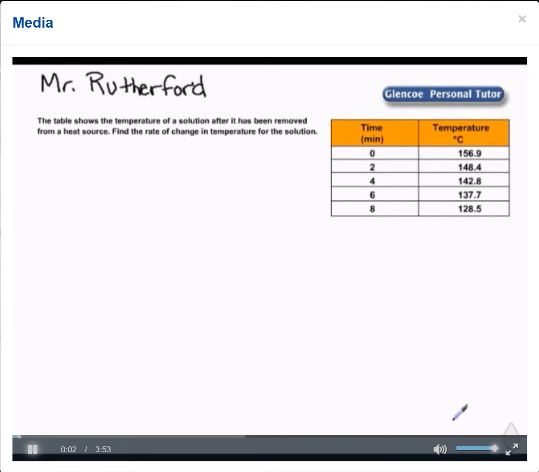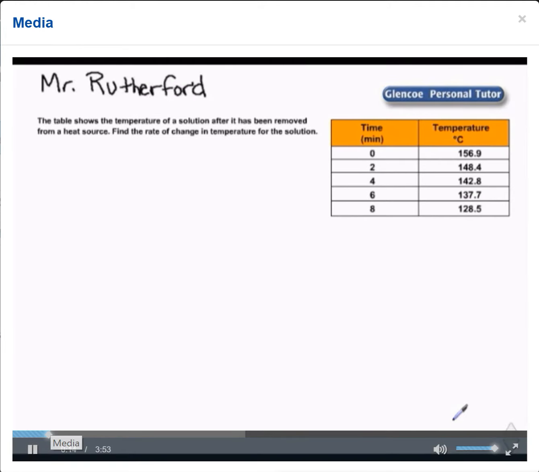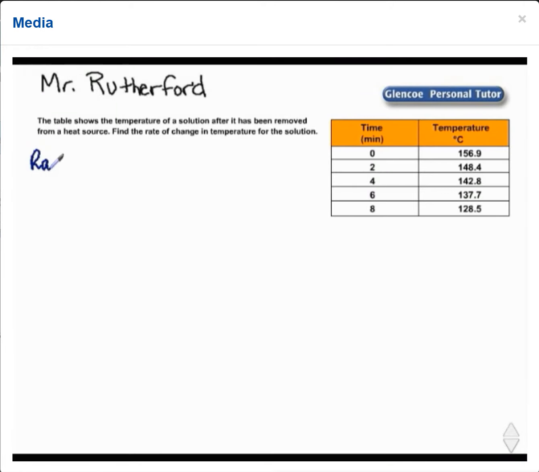In this problem, we will look at a real-world example. The table shows the temperature of a solution after it has been removed from a heat source. Find the rate of change in temperature for the solution. Here it says we need to find rate of change.